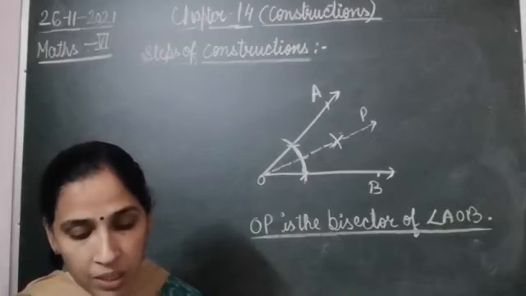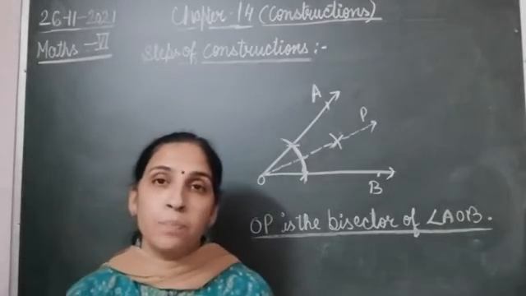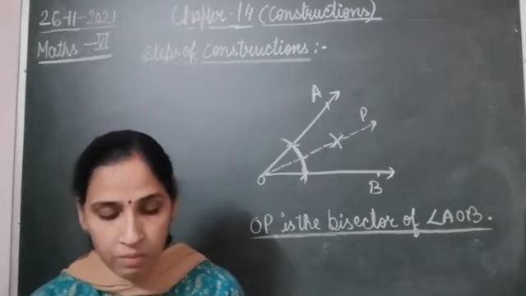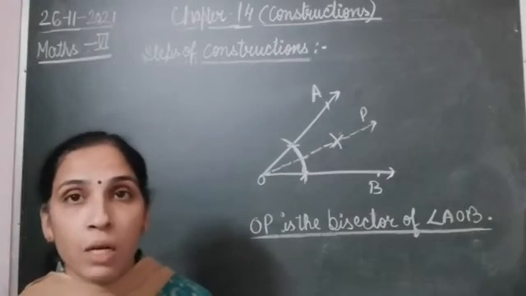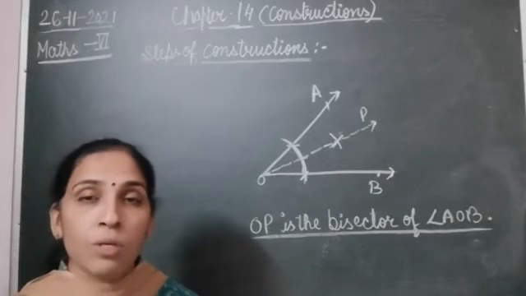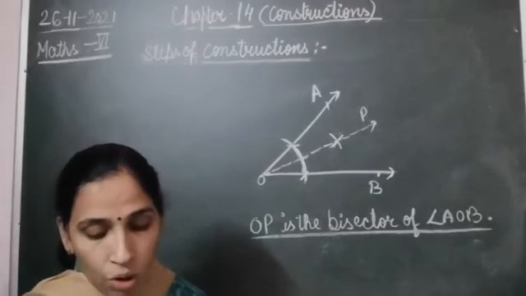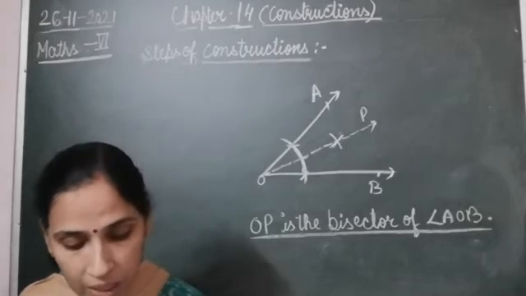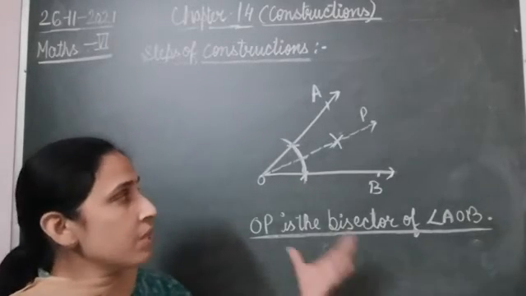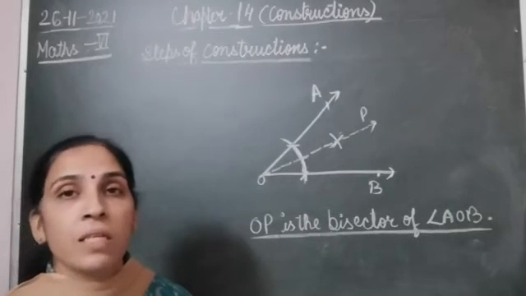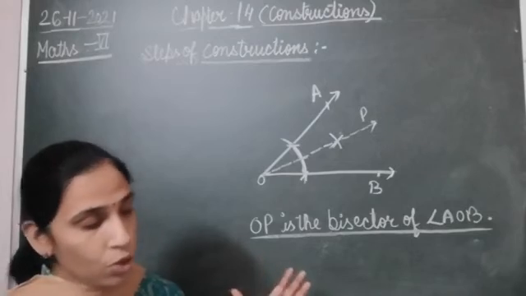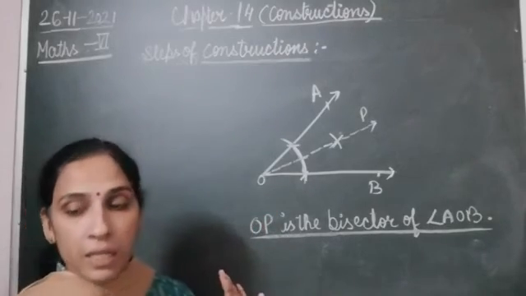Now if it is given that draw the angle AOB equal to 85 degrees with the help of a protractor, you can keep the protractor and draw that angle. Draw a ray OX which is bisecting angle AOB. First we draw the 85 degree angle with a protractor, and then the method of drawing the bisector of an angle is the same.